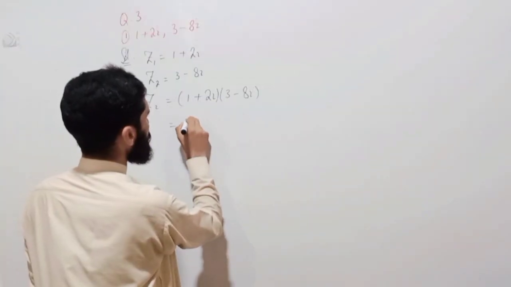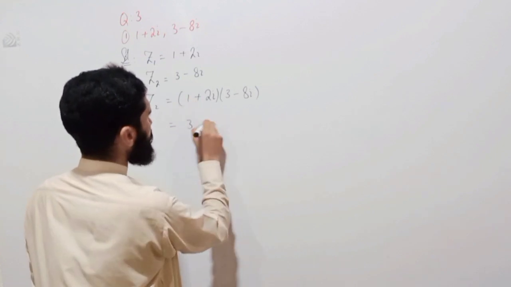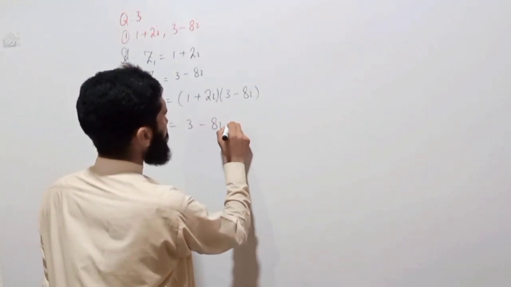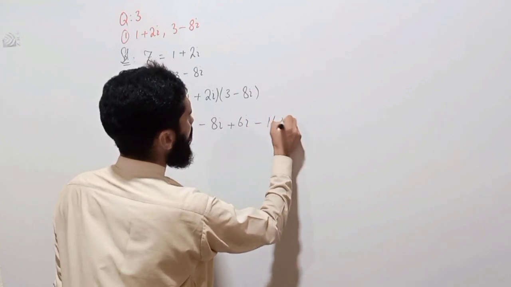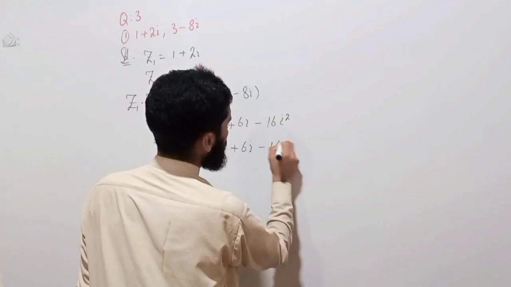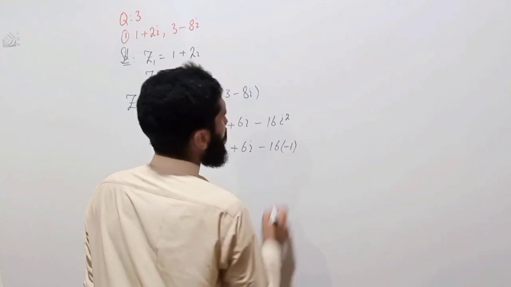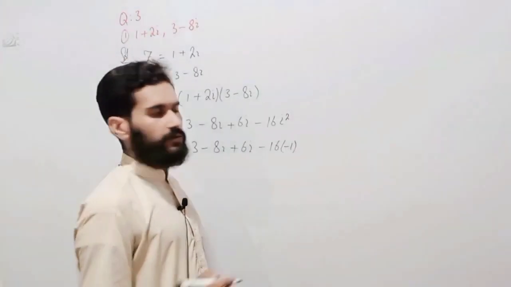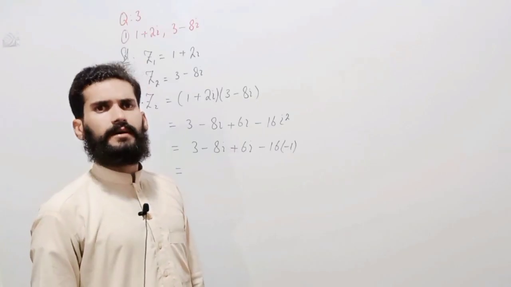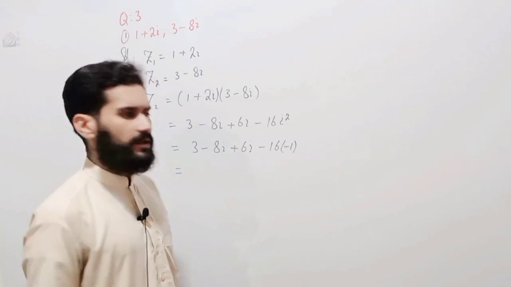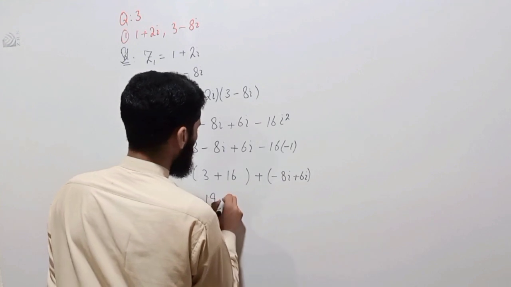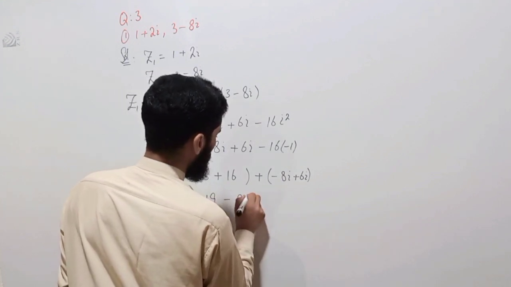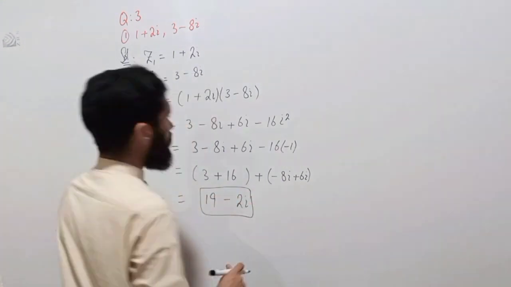1 multiply 3 is 3, plus 1 into minus 8 iota, plus 6 iota, minus 16 iota square. Here iota square is equal to negative 1, so 16 multiply negative 1. Real by real and imaginary by imaginary, so we get 19 minus 2 iota. This is the required result.